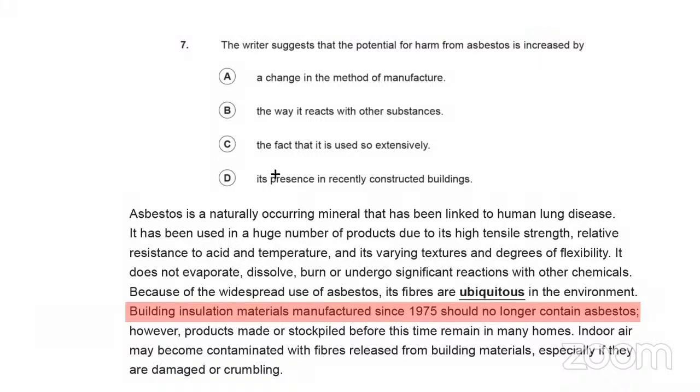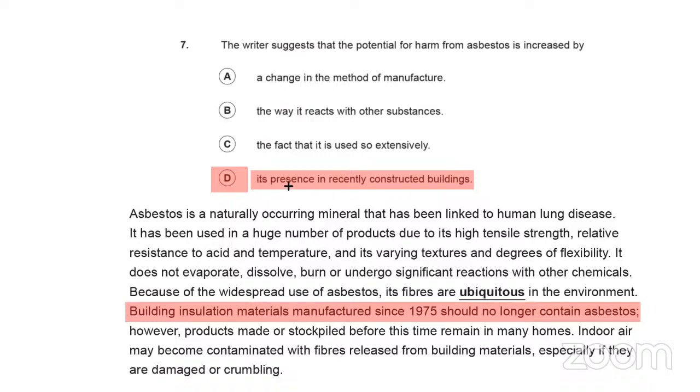So its presence in recently constructed buildings is totally a wrong answer. Why is it a wrong answer? Now listen to me. You can mute back. Okay. Now why is it a wrong answer? If you see, right?